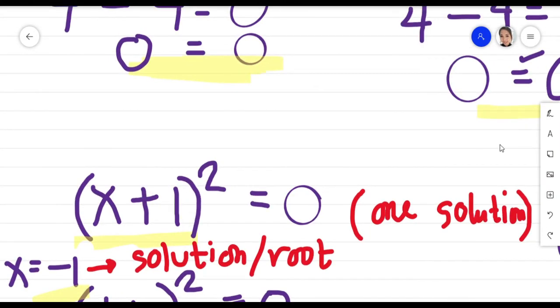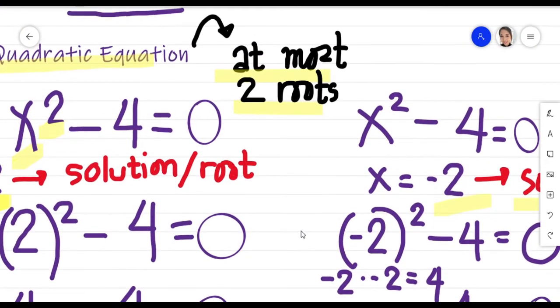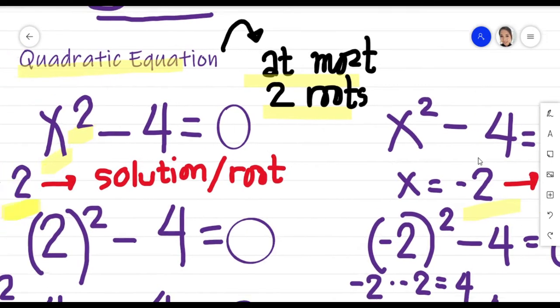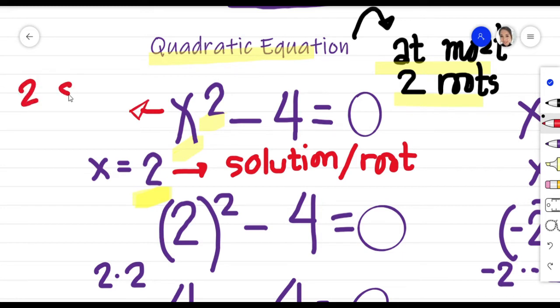Okay, going back to our first example earlier, this equation has two solutions, the +2 and the -2. So we will write it here. It has two solutions.